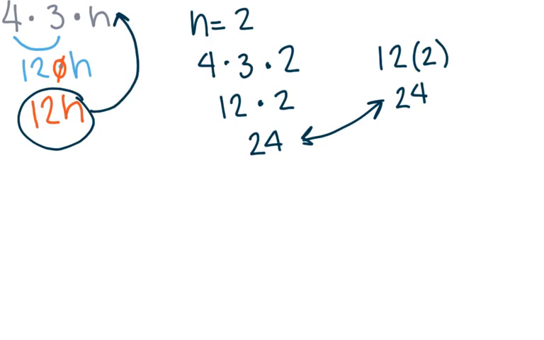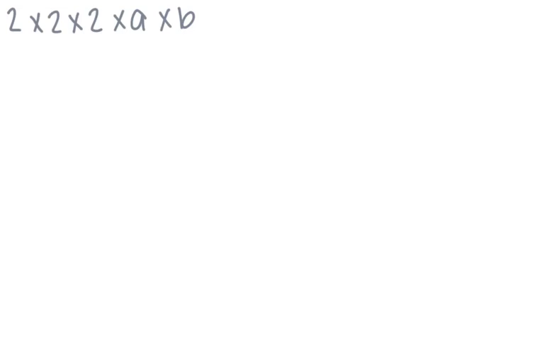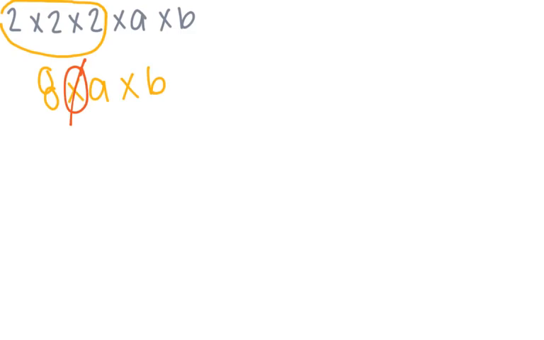Let's do another one. So now we have 2 times 2 times 2 times a times b. So what are we going to do first? Well, we're going to get rid of all of these 2's. And 2 times 2 times 2 is 8. So now we're going to have 8 times a times b. And the last thing we're going to do is we're going to get rid of those multiplication symbols. We don't want them. So now we're going to have 8ab.